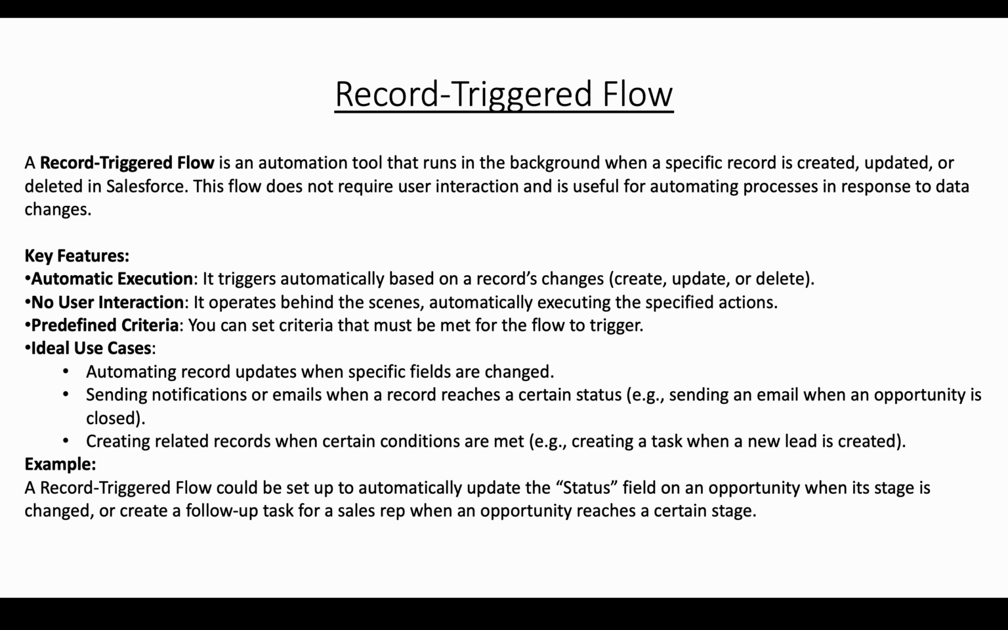Automating record updates when specified fields are changed. Automatically the record will update when that specific criteria is met. Sending a notification or email when a record reaches a certain status. Example, sending an email when opportunity status is closed. So suppose when a record status changes from open to closed, then automatically one email will be sent to a specific person.